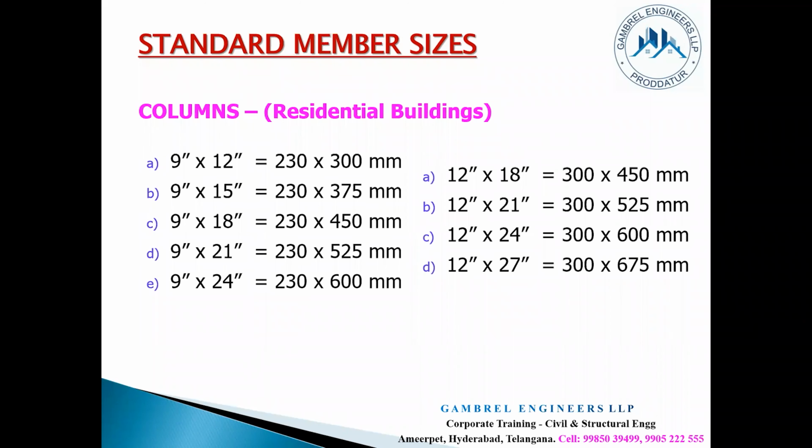So for column size fixing, you have to begin with 9 inches width, and then the depth may be 12 inches or 15 inches or 18 inches, which is in fact an incremental of 3 inches, right? Incremental of 3 inches.